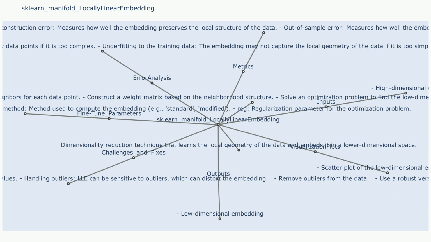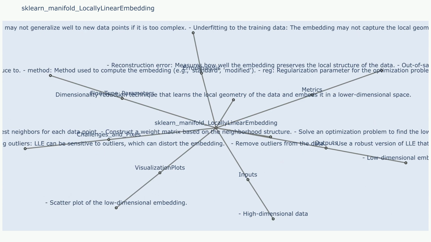Fixes to challenge 1. Preprocessing: applying noise reduction techniques such as smoothing or filtering to the input data before applying LLE. Robust weighting: using more robust methods for calculating weights that are less sensitive to outliers or noisy data points. Regularization: adding regularization terms to the optimization problem to penalize large weights or high reconstruction errors, which can help mitigate the impact of noise.